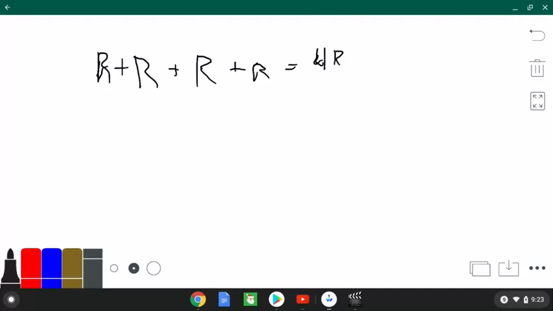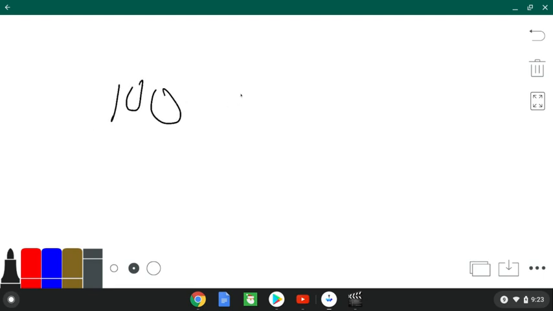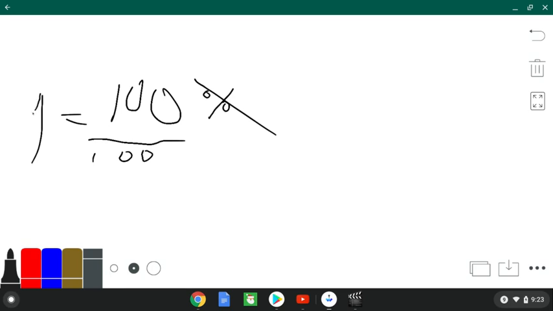Let's go into converting percentages into fractions and decimals. So first of all, you know that for percentages, for example, 100%, ignore the fact that there's a percentage here. In fractions, it's the same as saying 100 over 100, right? Okay, so then that's also equal to 1, which is a whole.